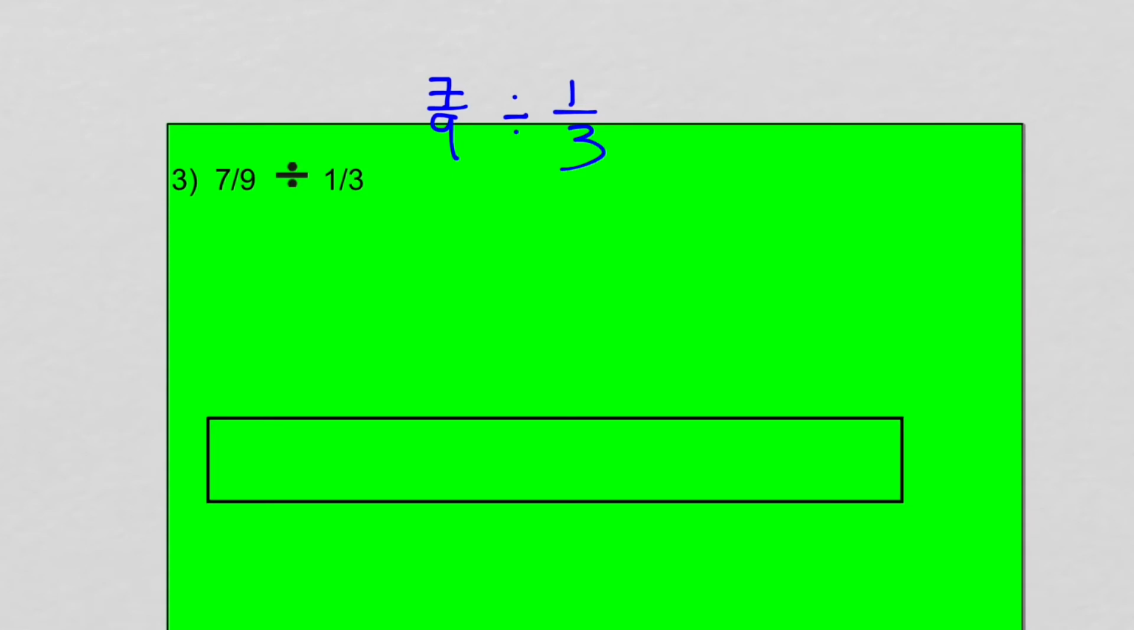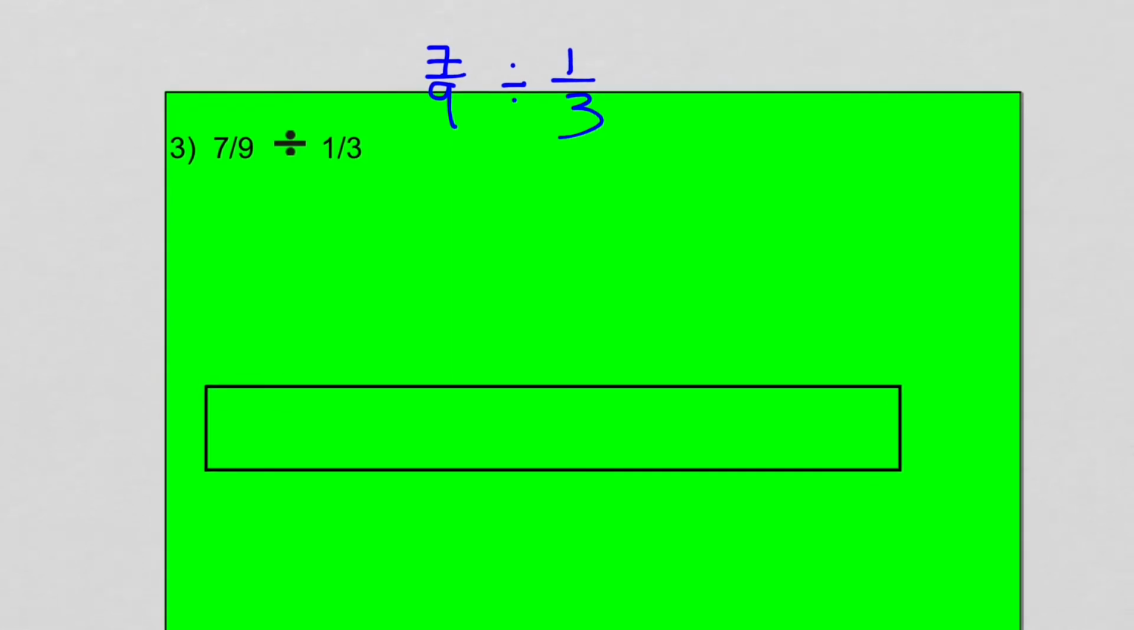So most of the kids pick up really quickly by grade 8 that the common denominator of 9 and 3 is 9. So you'll want to write both fractions with denominator 9. 7 over 9 stays the same, but 3 times 3 gives 9. And we do the same thing to the top. 1 times 3 is 3. So that's 7 over 9 divided by 3 over 9.